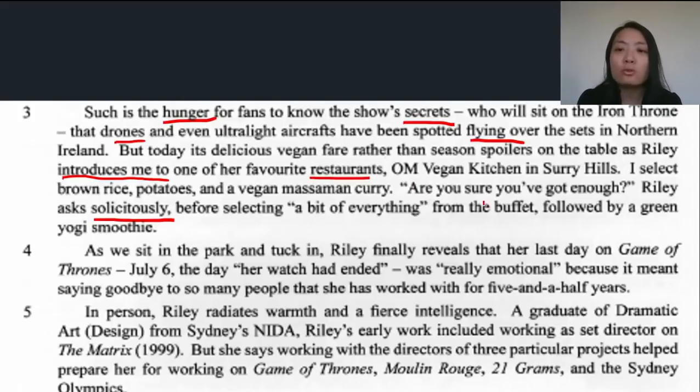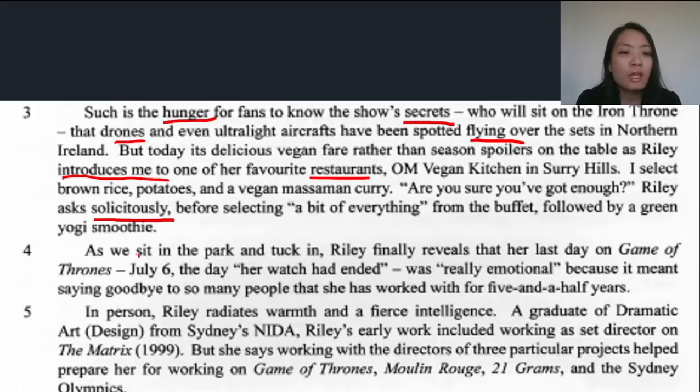So from here, we know that in this context, Riley asked, are you sure it's enough or not? So she asked solicitously. That probably means she's worried or concerned, asking in a concerned way whether this writer has enough or not. So she asked before selecting a bit of everything from the buffet, followed by a green yogi smoothie. All right, never mind, let's continue. So now we just know that the writer is eating with Riley. That's the main important part of this whole paragraph.